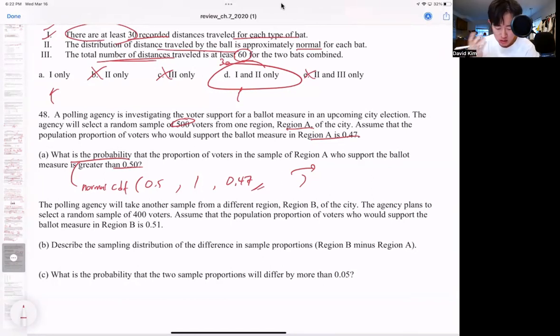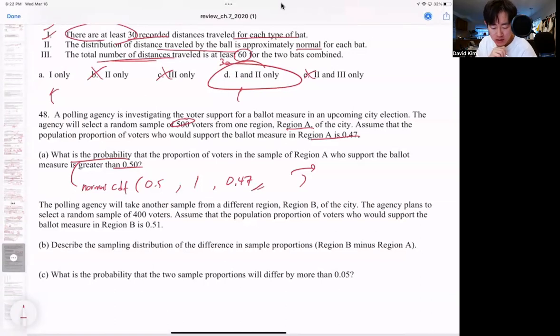So let's just take a look at the numbers. I mean, we're talking about 500 times 0.47. Obviously, I think you can just show that on the paper and check. We're talking about 400 times about half. That's 200. That's obviously more than 10. So shape is normal, check.